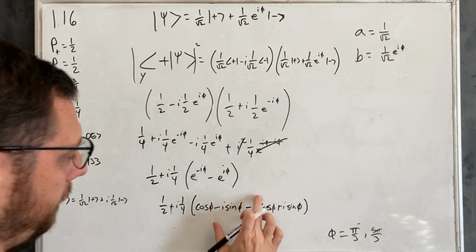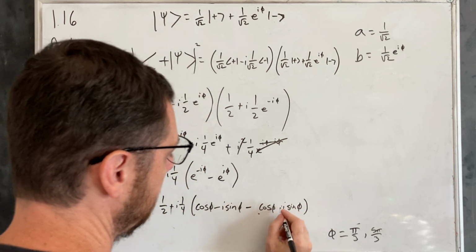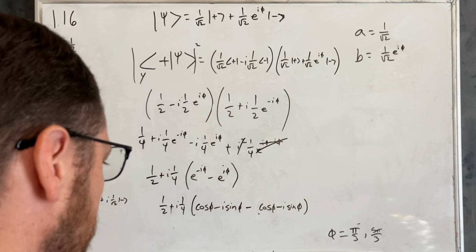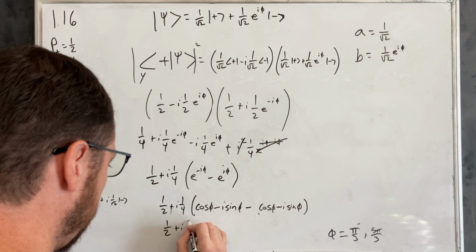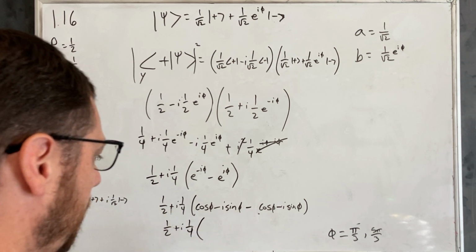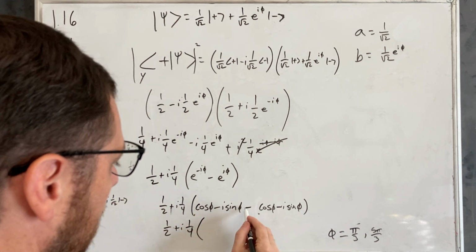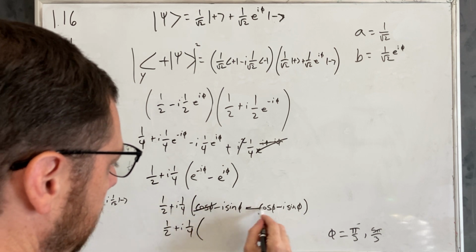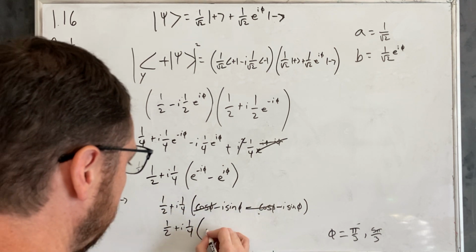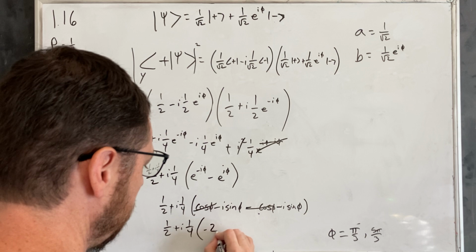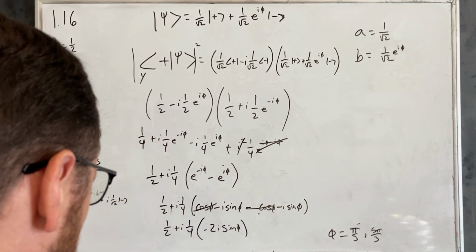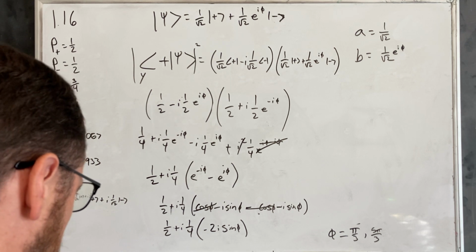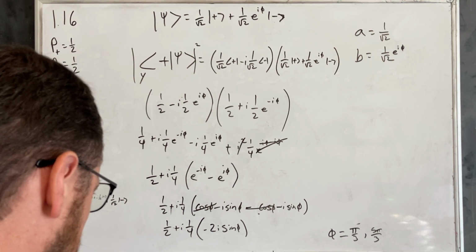And distribute that negative. So we'll have negative cosine minus I sine. So then at that point, we'll have 1/2 plus I 1/4. Let's see. So our cosine phi and negative cosine phi cancel. And we'll be left with negative 2I sine phi. All right.